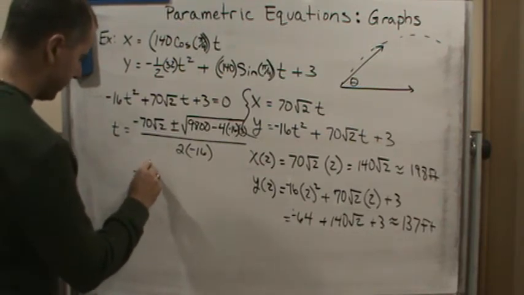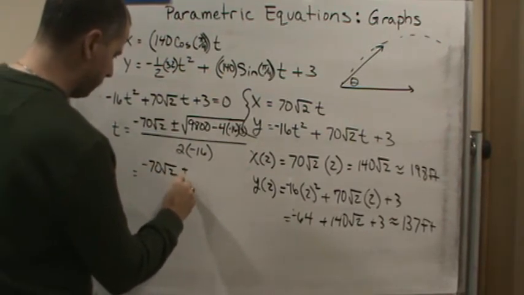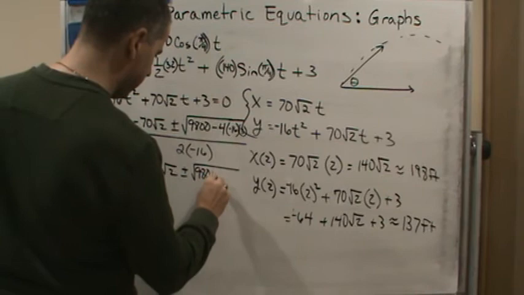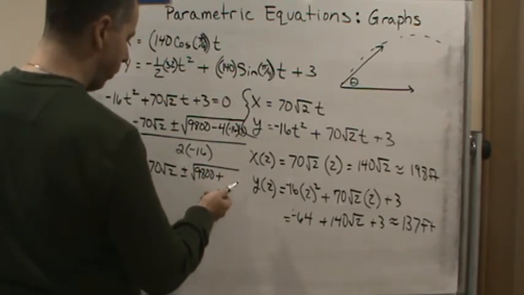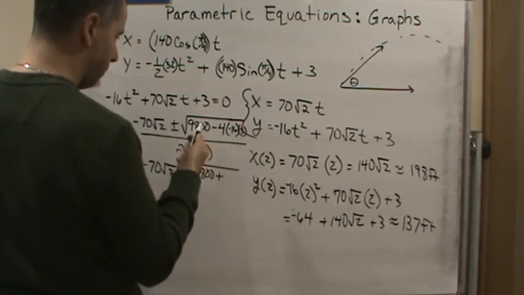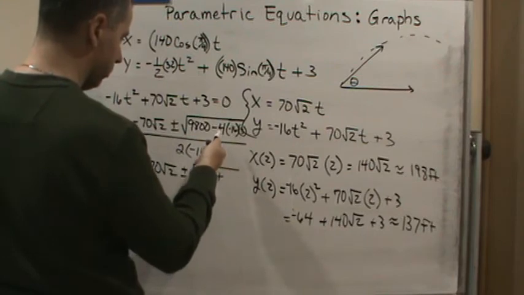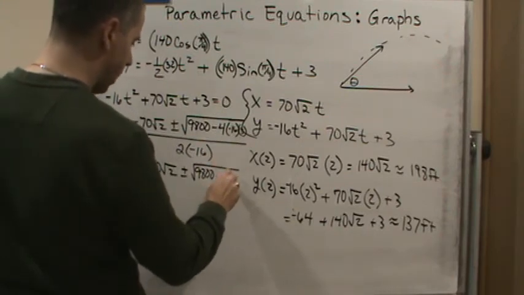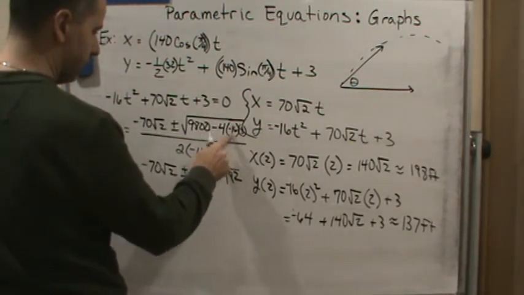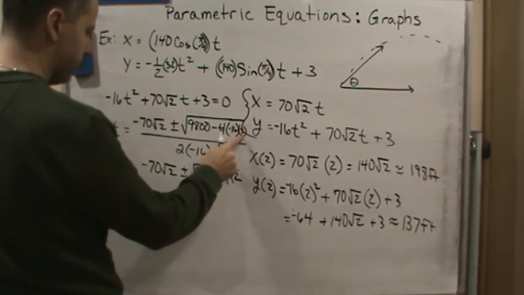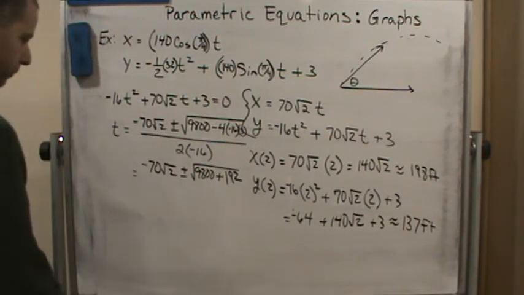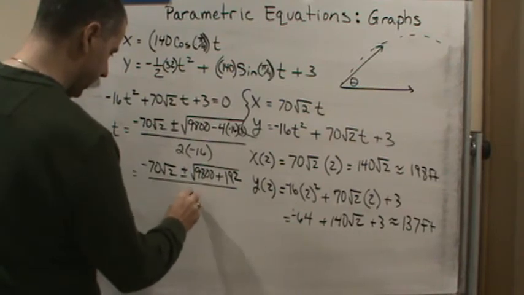I'm not going to simplify the whole thing, so it's going to be 70√2 plus or minus the square root of 9,800 plus, what? 64 times 3, which is 180 plus 12, so 192. Right? So this is going to be 64, and 64 times 3 is 192. Over negative 32.